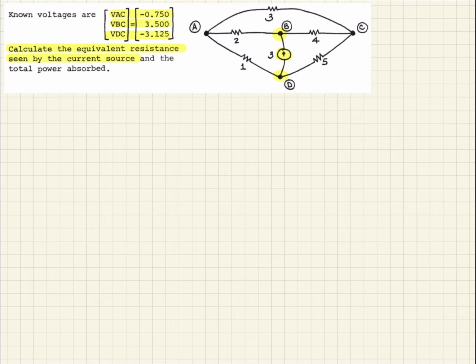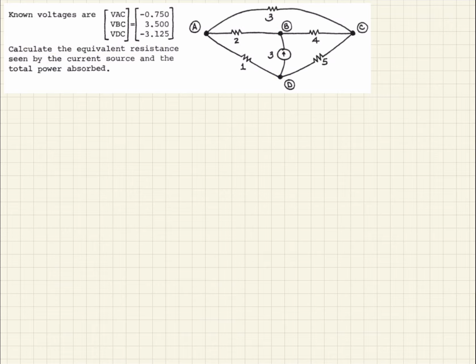So, if we were to take the current source out and put an ohm meter there, what would be the resistance we would measure? Now we could try to untangle this mesh of resistors and work backwards and do that. But with the information given, there really is an easier way to do this. And so let's take a look at that.